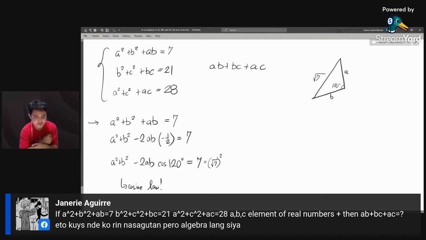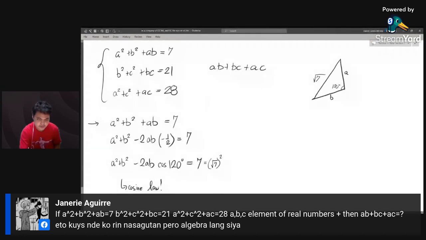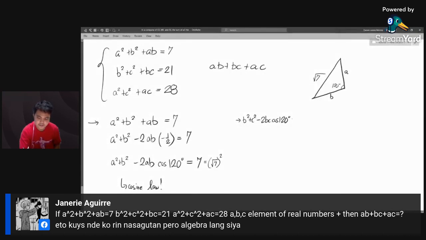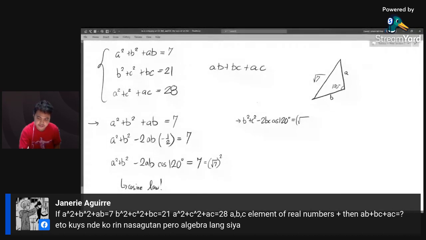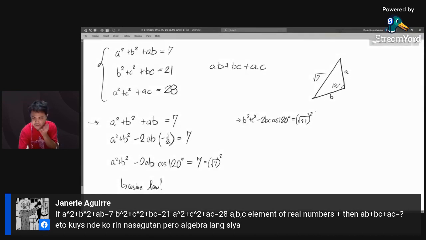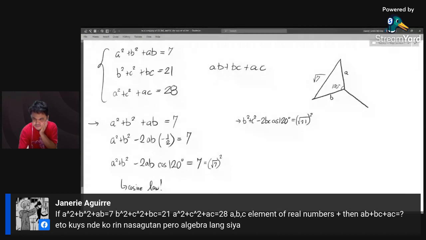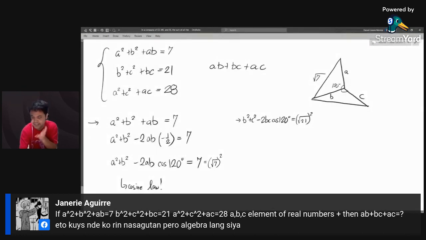How about for equation 2? Sige, lagay natin dito. For equation 2, magiging B squared plus C squared minus 2BC cosine of 120 degrees. Di ba? Similar lang nung parang kanina. So, square root of 21 squared. Sige, saan dito? Lagay natin dito si C. So, 120, not to scale yung ating figure. So, 120 degrees din yan. Square root of 21 yung ating side.